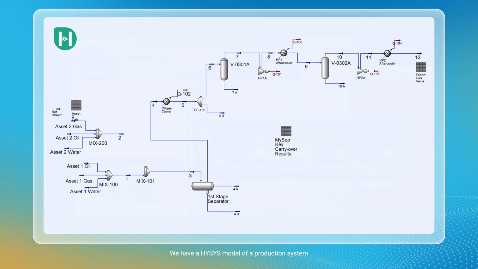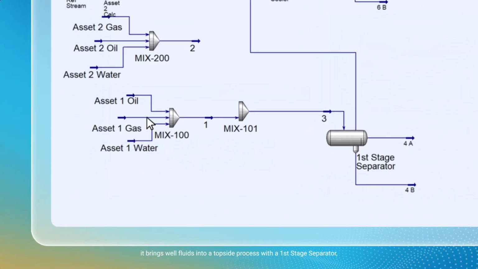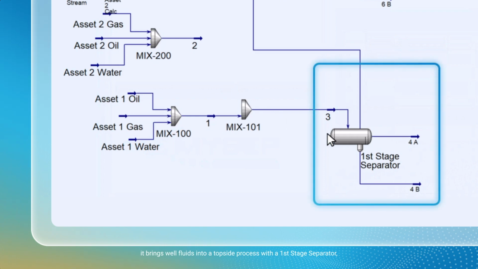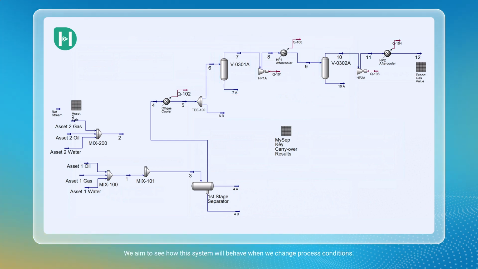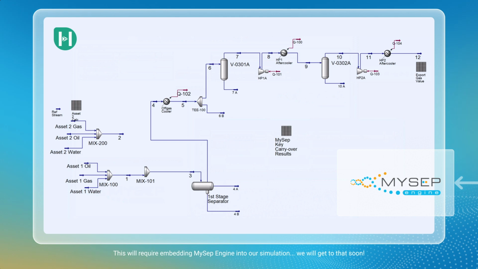We have a HYSYS model of a production system. It brings well fluids into a topside process with a first stage separator, a two-stage gas compression system which has LP and HP suction scrubbers. We aim to see how this system will behave when we change process conditions. This will require embedding MySep engine into our simulation. We will get to that soon.